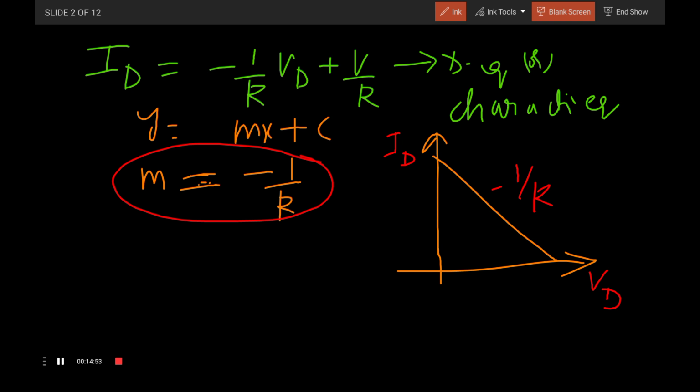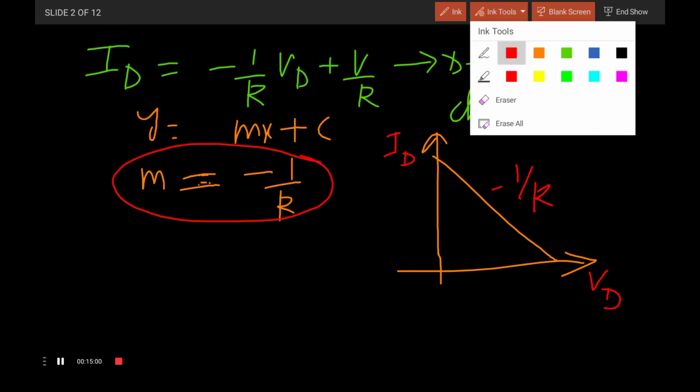So let us move on to the very important conclusion. So here, suppose, we will take this color, right?